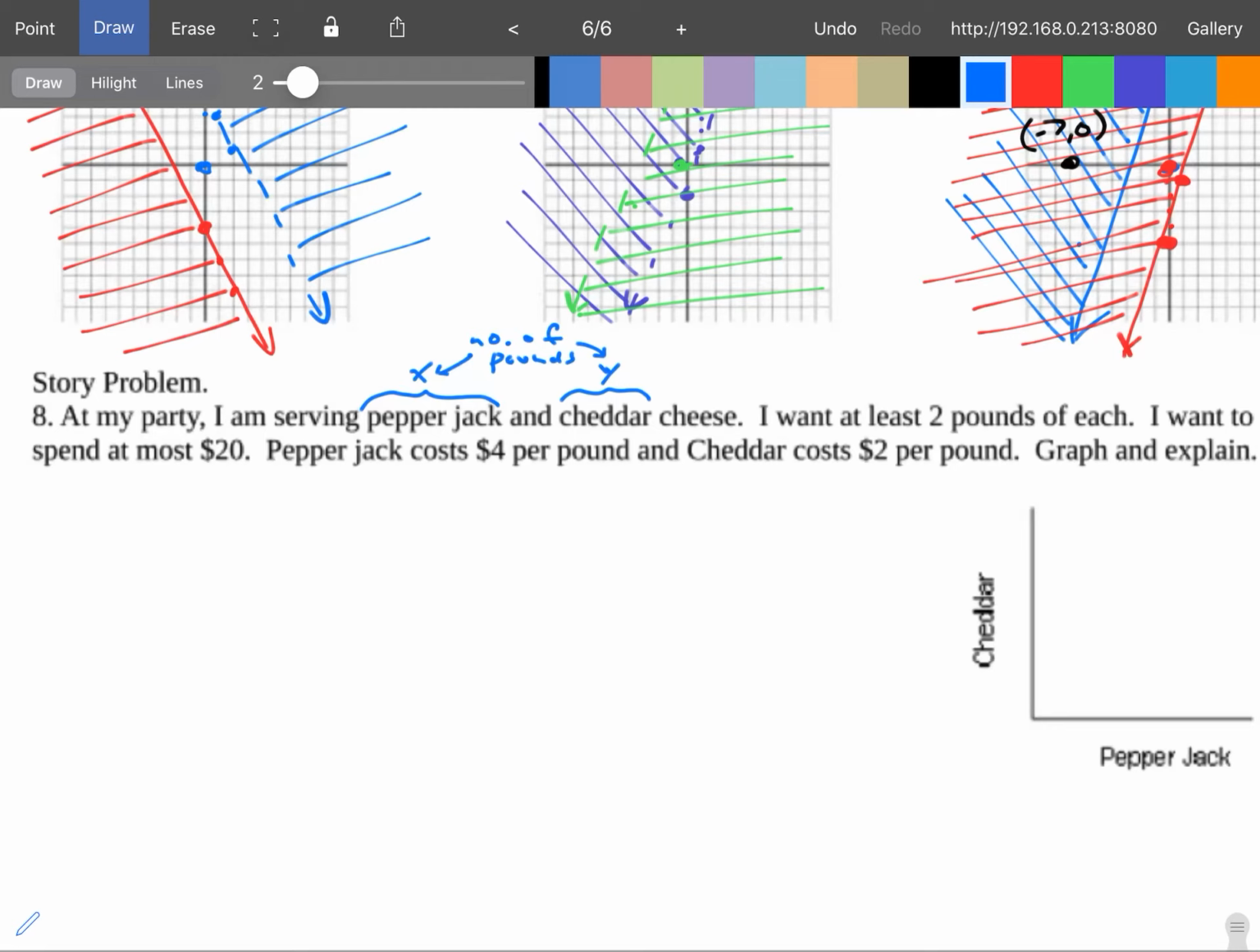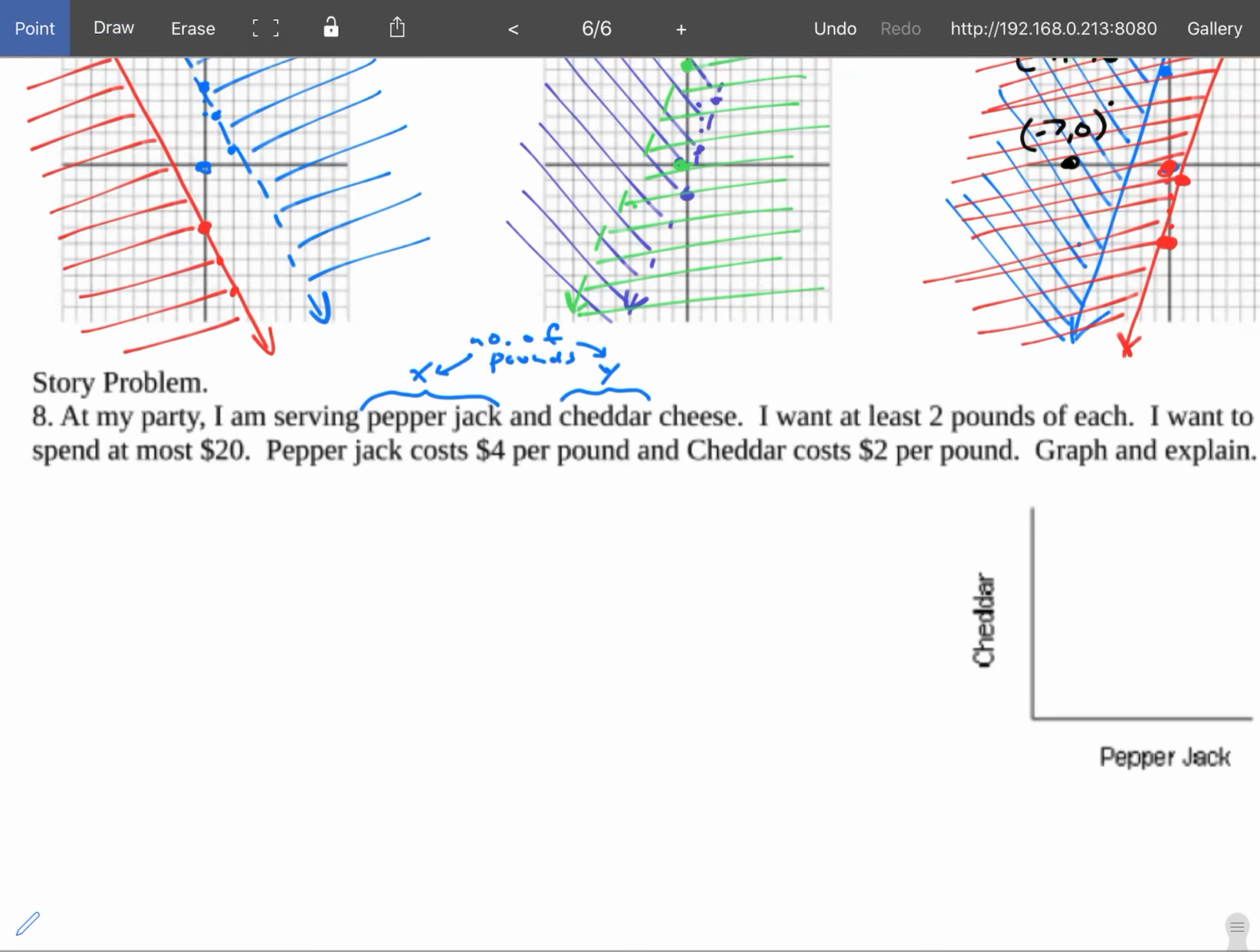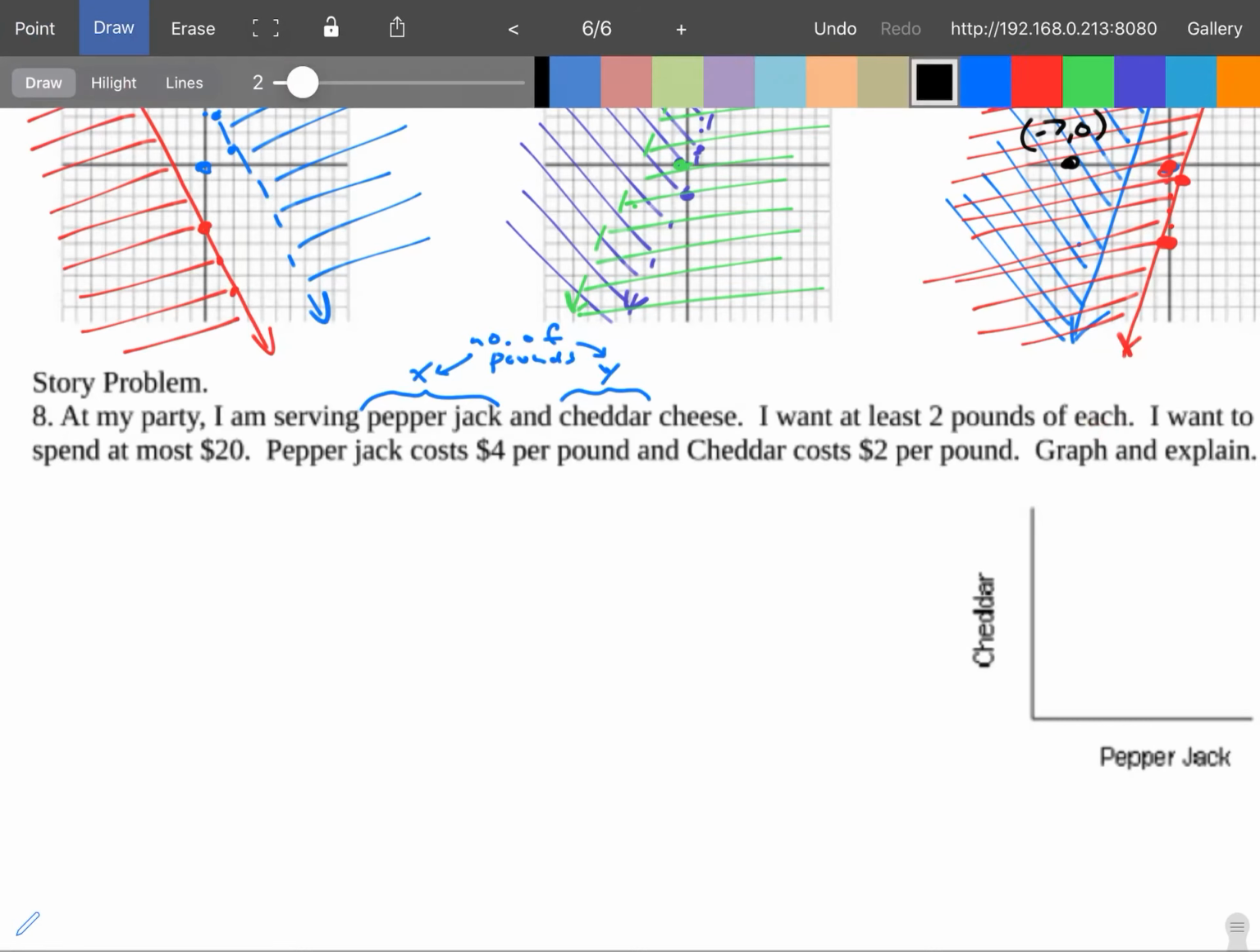So I got to slide up just a little bit for you guys. So x is the number of pounds of pepper jack and y is the number of pounds of cheddar. All right, well then the next part says, I want at least 2 pounds of each. Well, that means I want x to be at least 2 pounds, and I want y to also be at least 2 pounds. So I want at least 2 pounds of pepper jack, which is x, and at least 2 pounds of cheddar, which is y.